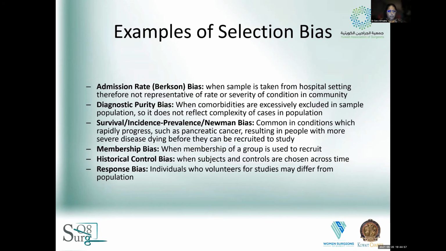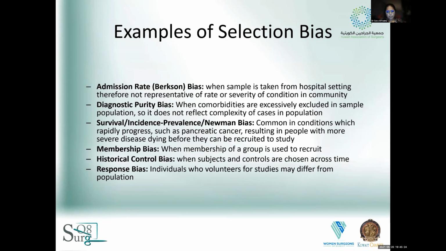The second thing is called the diagnostic purity bias. So when comorbidities are excessively excluded in a sample, like we said before, it doesn't quite reflect the complexity of cases in a population. So like we mentioned earlier, if most of your patients are elderly with multiple comorbidities, then if you put a lot of exclusion criteria in your study design, then it's not going to work very well.